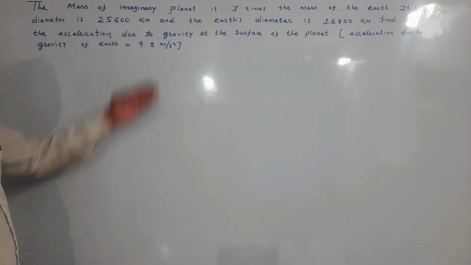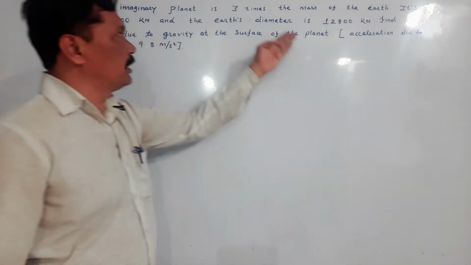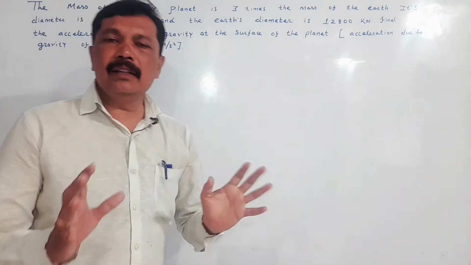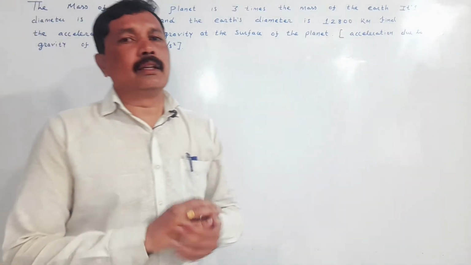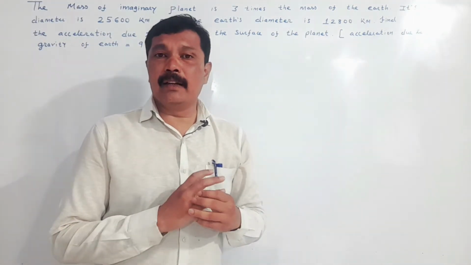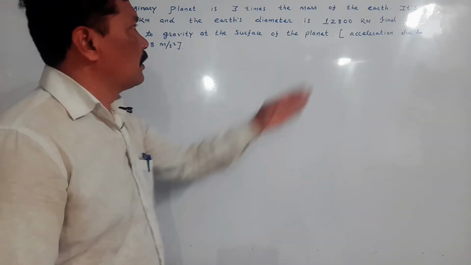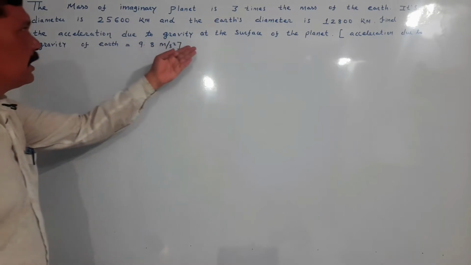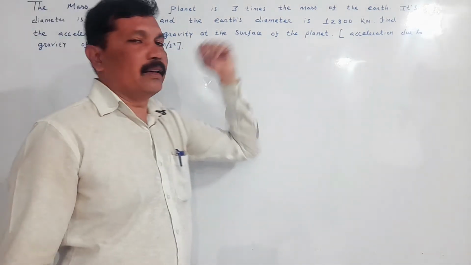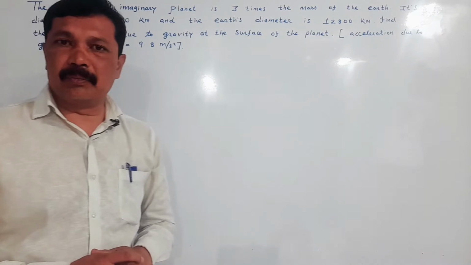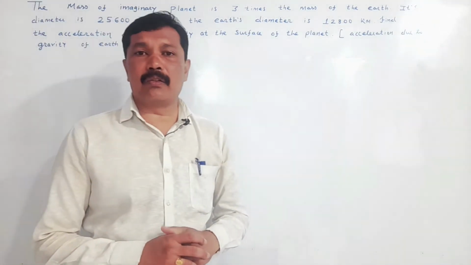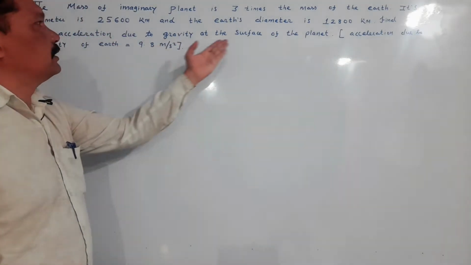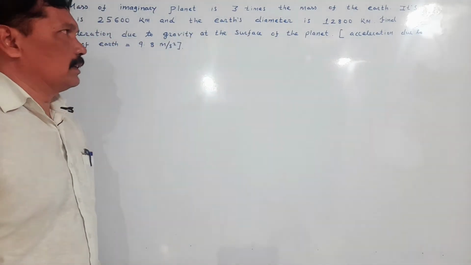25600 kilometer and the earth's diameter is 12800 kilometer. My dear student, in this problem the diameter of imaginary planet and the earth is given to us. Find the acceleration due to gravity at the surface of the planet is asked to us. Means here, my dear student, we have to find acceleration due to gravity at the surface of the planet.